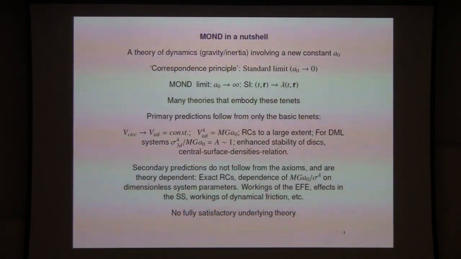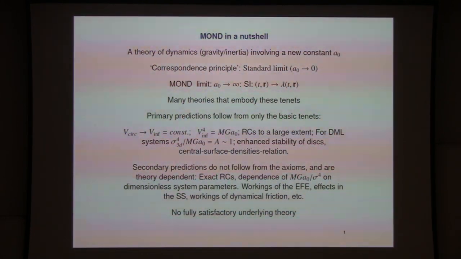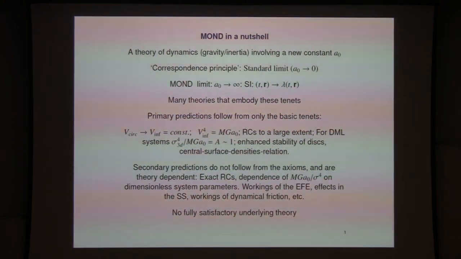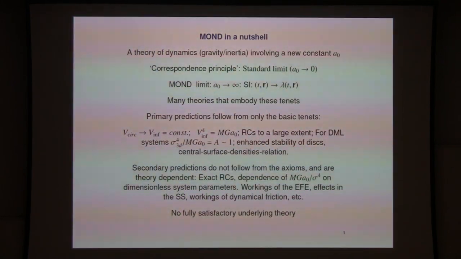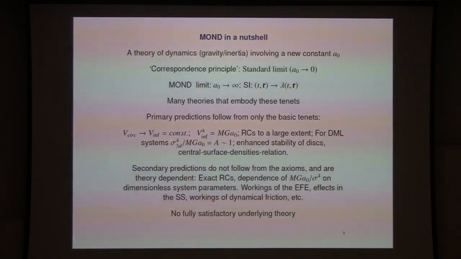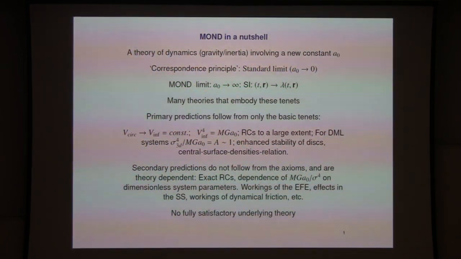Just from the scale invariance, you can prove that the circular velocity around any isolated object should become constant. So the asymptotic flatness of rotation curves, and the baryonic Tully-Fisher relation, are automatic from scale invariance and the centrality of a0. Rotation curves are by and large determined by this, up to some details. There is also the so-called M-sigma relation for systems in the deep-MOND regime, which says that sigma to the fourth over M G a0 has to be a constant of order unity. The exact value does depend on theory. Within some theories it is a universal constant, but in other theories it varies from system to system, though it has to be around unity.